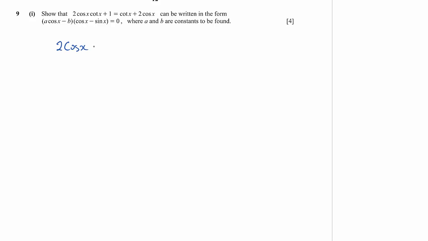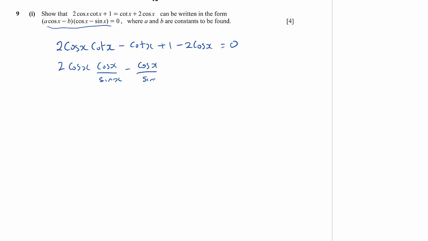So 2 cos x cot x, take away cot x, plus 1, take away 2 cos x is equal to 0. Now note there's no cot in this at all, so let's think about that. Cot x is cos x over sin x, so we have 2 cos x times cos x over sin x, minus cos x over sin x, plus 1 minus 2 cos x equals 0.